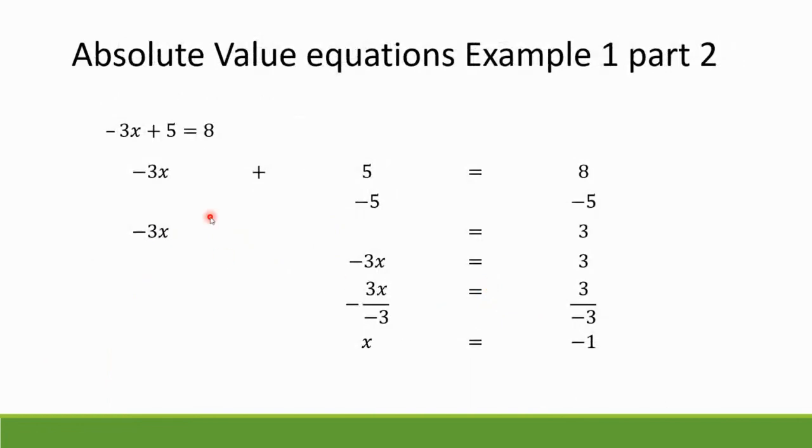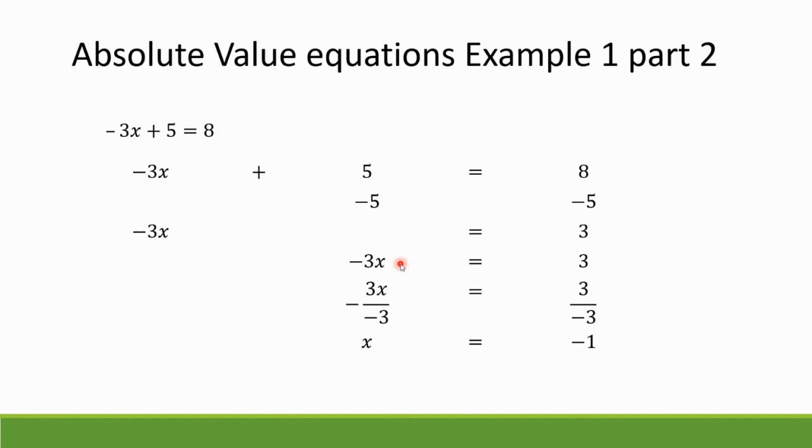Again, in either case, you want to get x all alone. Let's get the 5 out of there because we want x all alone. So we subtract 5 from both sides. So we have negative 3x equals 3. And I brought that over here. What do we do next?